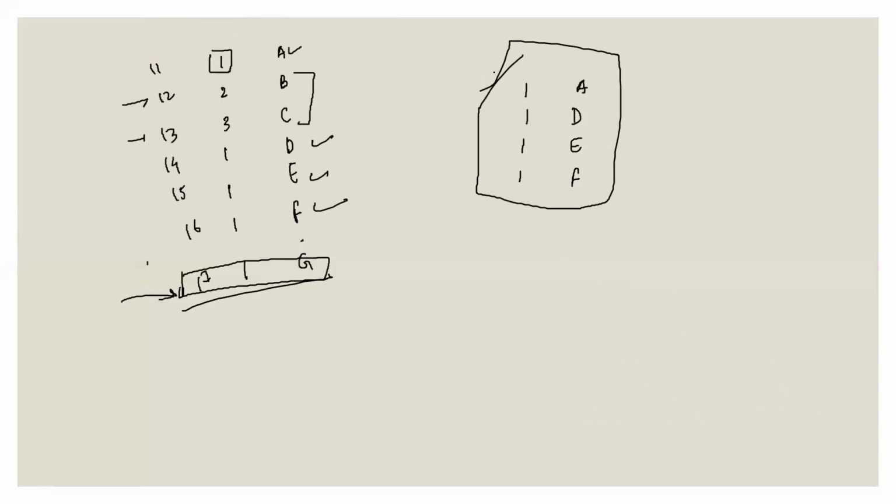What will remain after I delete this from my table? What will remain? It would be 2B, 3C, and 1G. All the unique values, right? Yes. Thank you.